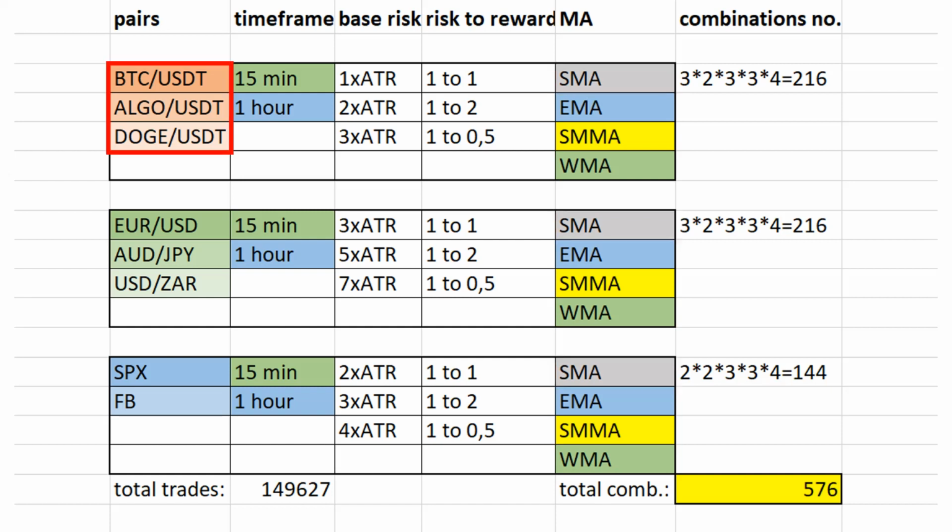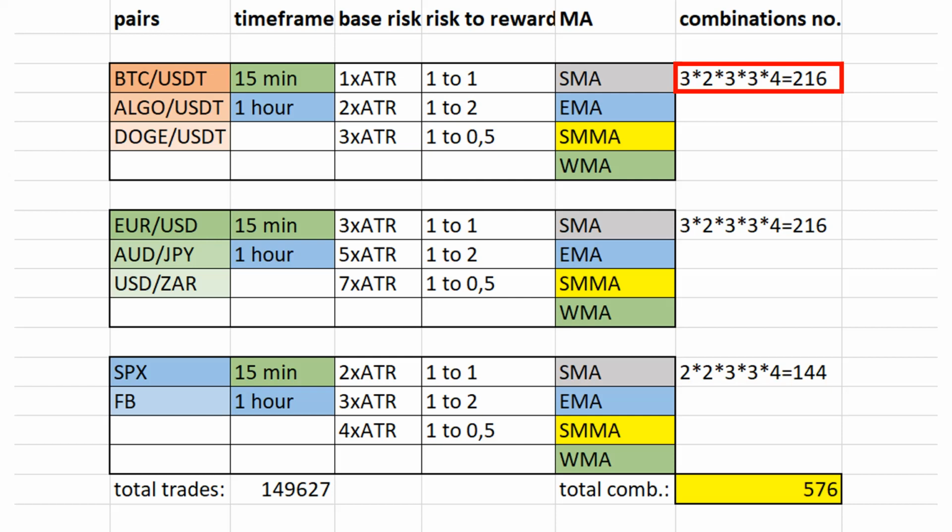I tested 3 crypto pairs, the Bitcoin USDT, and to make the backtest more diverse, I also used a relatively smaller crypto, the Algo USDT, and the meme coin, the Doge USDT pair. I used 3 risk-to-reward ratios, the 1:1, the 1:2 and the 1:0.5. And finally, 3 risk bases, 1 times ATR, 2 times ATR and 3 times ATR. Now let's do some simple math. This gives us 3 pairs times 2 time frames times 3 risk bases times 4 moving average types. So this brings us to a total of 216 combinations.